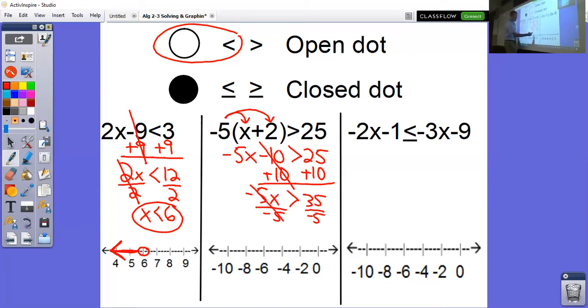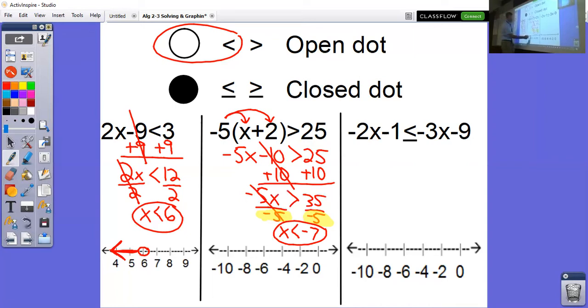Those cancel out. Now be careful, 35 divided by a negative number. Remember, if you're dividing by a negative, you have to flip the sign. So this greater than symbol changes to less than. Top divided by bottom, we have -7. So we have the inequality statement, x is less than -7.